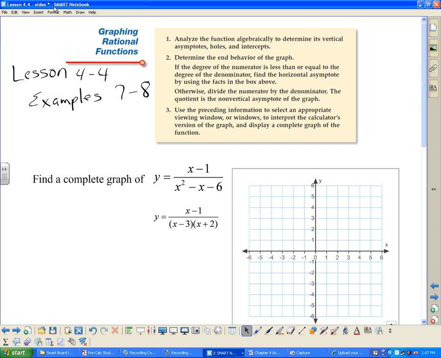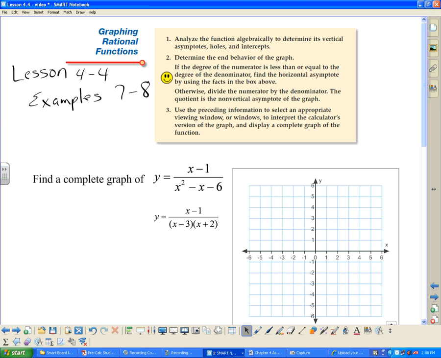Okay, so we're going to talk about graphing rational functions today, and this is lesson 4.4, examples number 7, 8 in our pre-calculus book. And so we're going to analyze the functions algebraically, determine its vertical asymptotes, holes, and intercepts. We're going to determine the end behavior of the graph, so that depends on the degree of the numerator and the degree of the denominator.